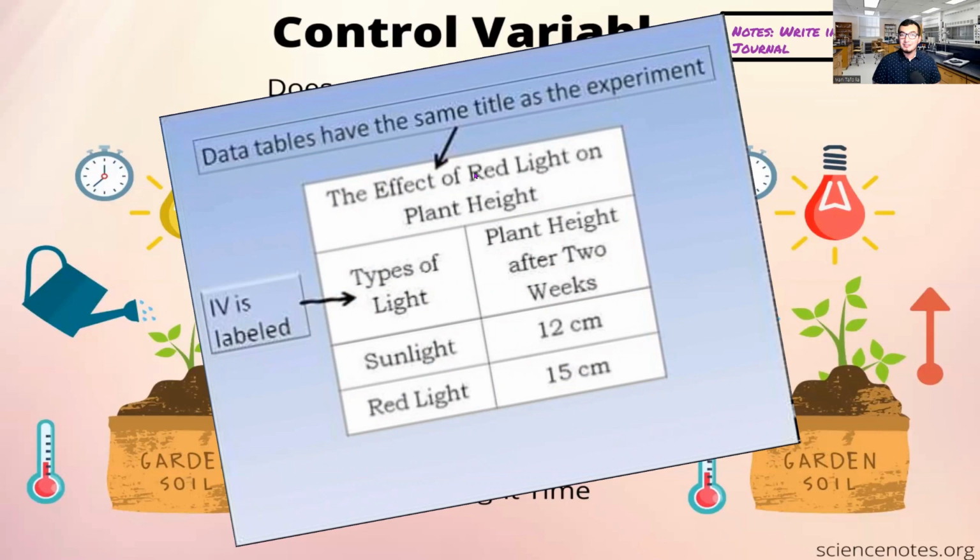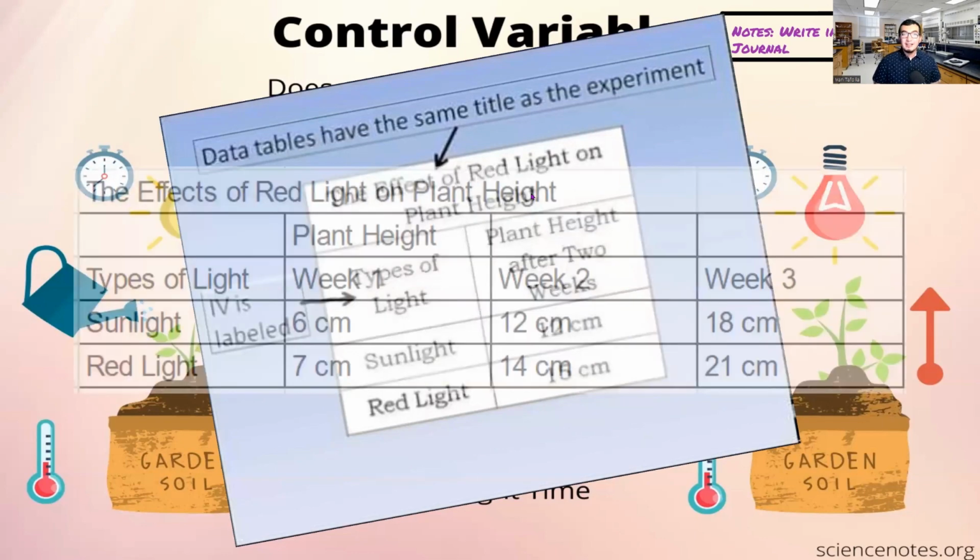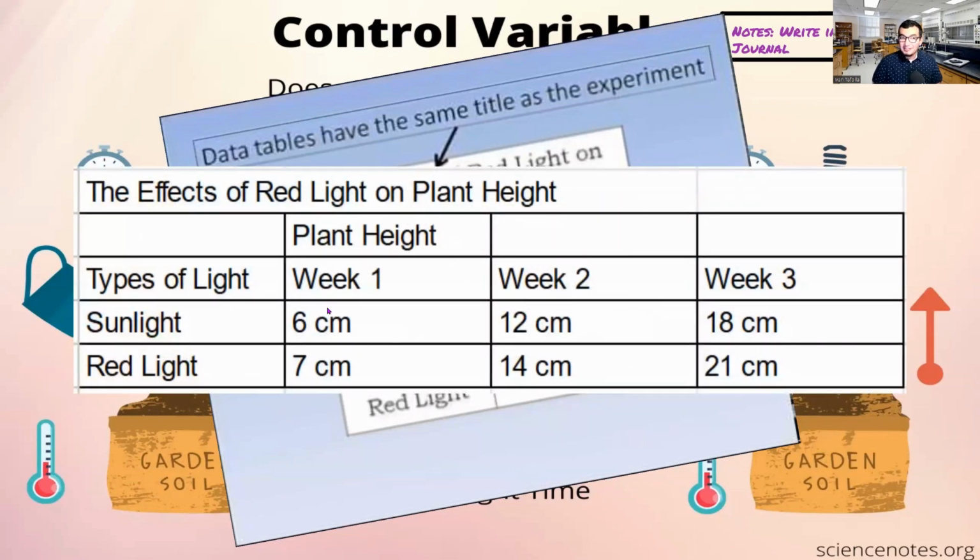the experiment up here. So that's going to be the title, the effects of red light on plant height. So now we have here, independent variable is labeled, the types of light, right? Because that's the one that's going to be changing, sunlight, red light. Plant height after a certain amount of time, that's what we're trying to measure. So here we have our measurement, our data after 2 weeks. All right. So this one is kind of a little bit harder since usually we're going to be taking more data. So in actuality, it might kind of look like this instead.